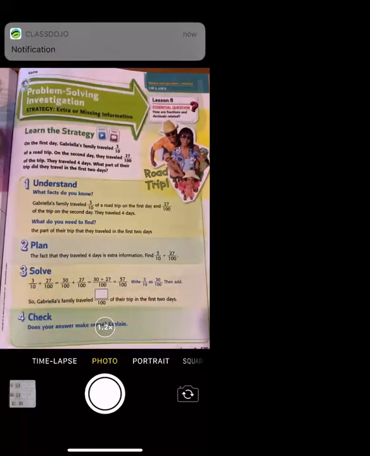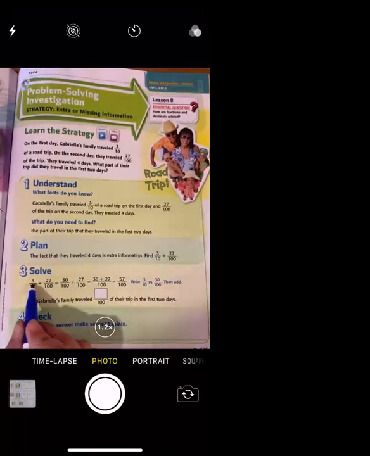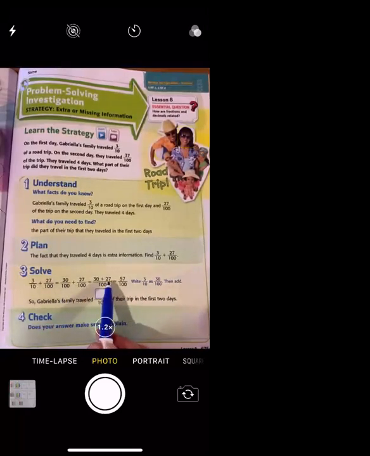So 3/10 is equivalent to 30/100. And I know this because if we count by 10 3 times, 10, 20, 30, it'll be 30 out of 100 plus 27/100, because remember, we want our denominators to be the same. So then we're going to add 30 plus 27 is 57 out of 100. So Gabriella's family traveled 57/100 of their trip in the first 2 days.